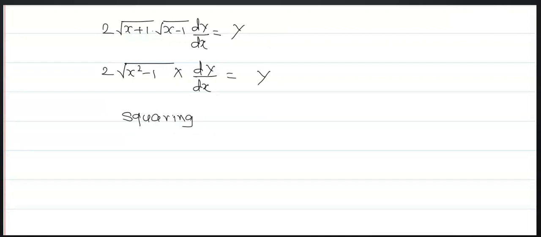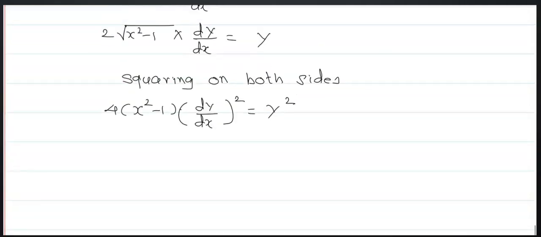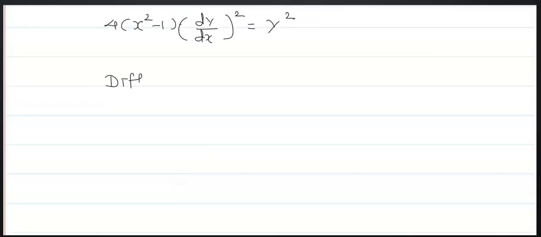Squaring on both sides, therefore you will get 4(x² − 1)(dy/dx)² = y². Now differentiate this with respect to x. These are very tough examples.